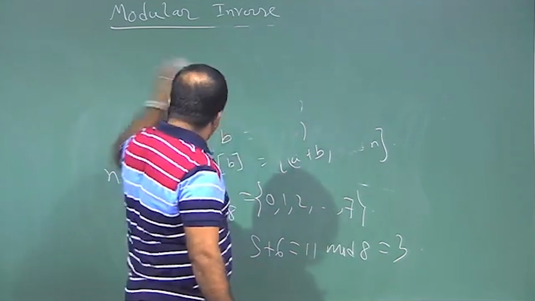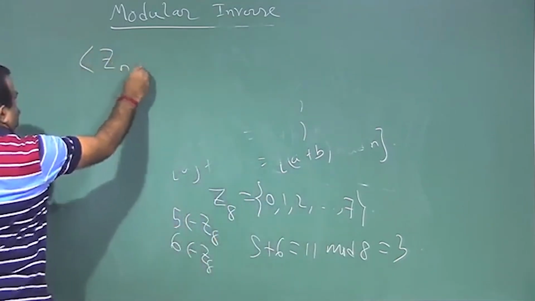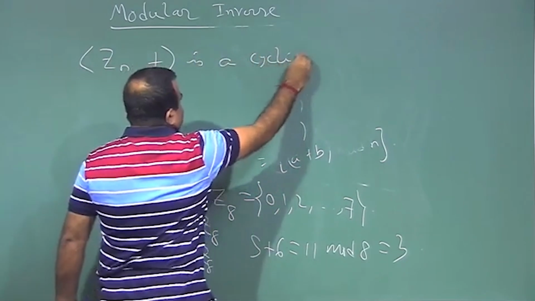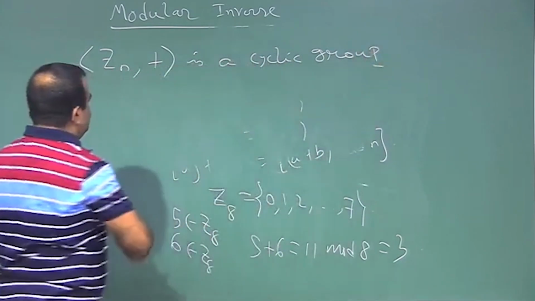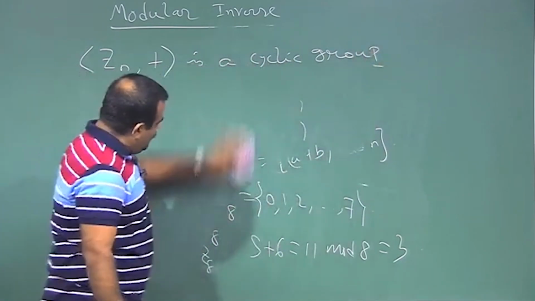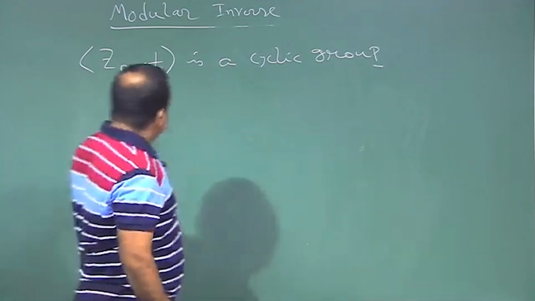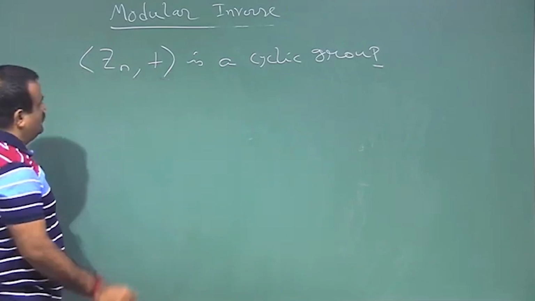Okay, so this we have seen, and under this operation we have seen this Zn is a cyclic group, and 0 is the identity element of that group, and every element has an inverse, and 1 is the generator of this group. 1 can generate the group.